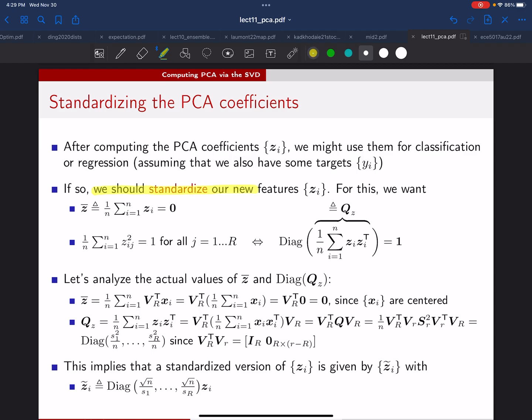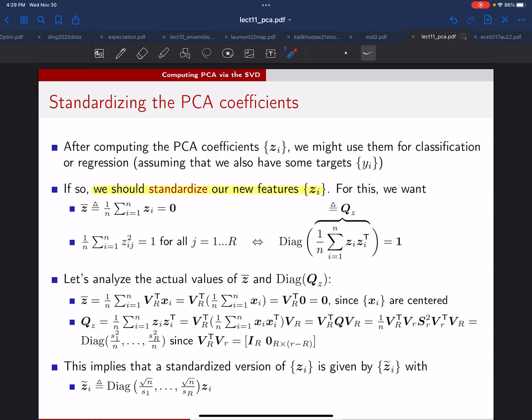We should standardize our new features Zi. So in particular, we know that standardization means the sample mean, the mean of all the Zi's across the i, should be the zero vector, and that when we look at the jth component of Zi, if we average the squared jth component of Zi over all the i's, that should be 1. Together this is zero mean unit variance. Okay, so let's rewrite this in terms of the sample covariance matrix.